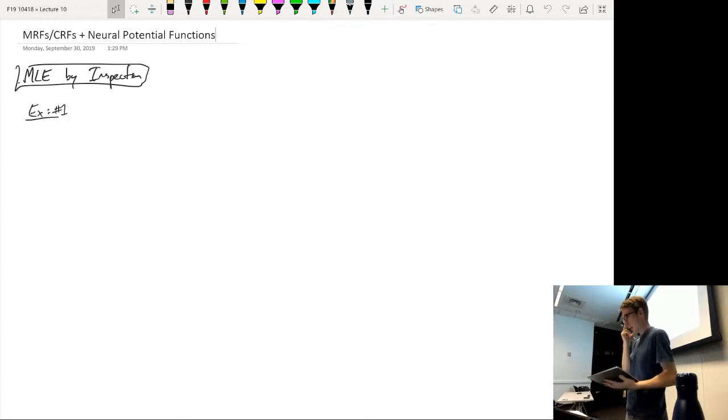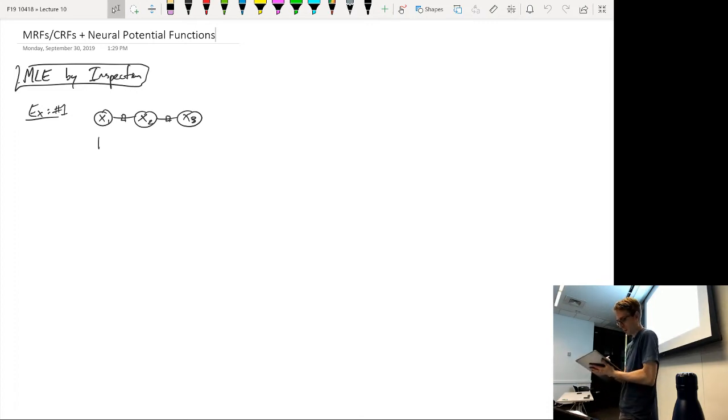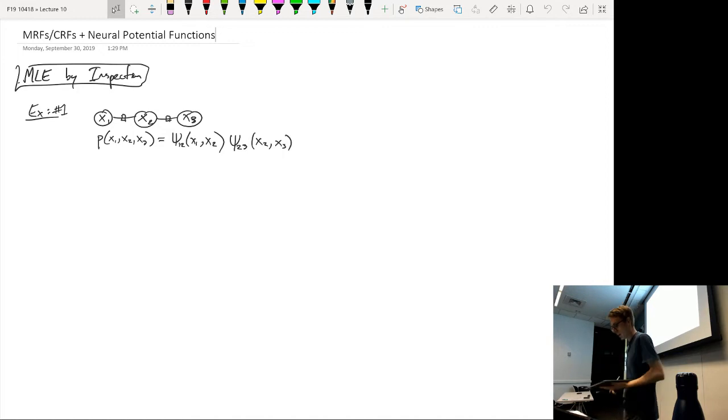And this is going to be just a linear chain on three variables. So we'll have x1, x2, and x3. And this is some factor graph where they're connected accordingly in a chain. And so we have that the probability of x1, x2, and x3 is given by psi 1,2 of x1 and x2 times psi 2,3 of x2 and x3.